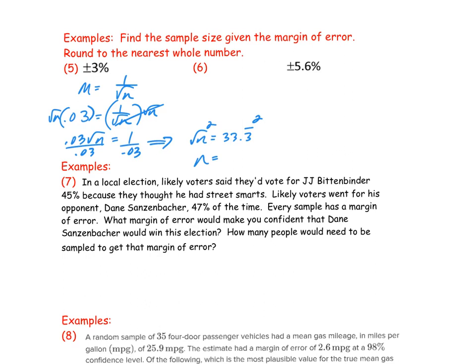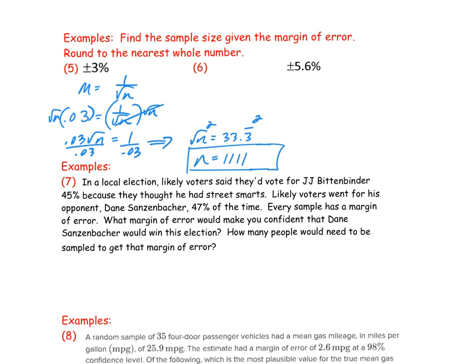33.333 squared gives me a sample I can say is 1,111.1. So obviously probably just about 1,111 if you want to round to the nearest whole number. So it asks us to round to the nearest whole number because it doesn't make sense for samples to be decimals. So about 1,111 people would be my sample size.